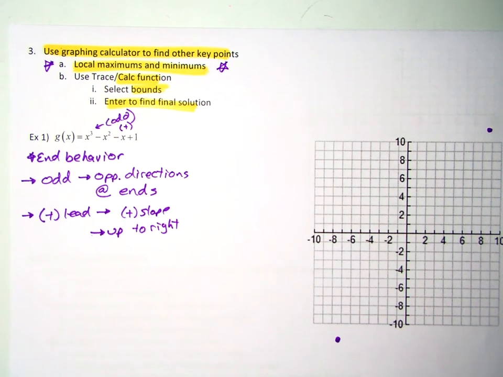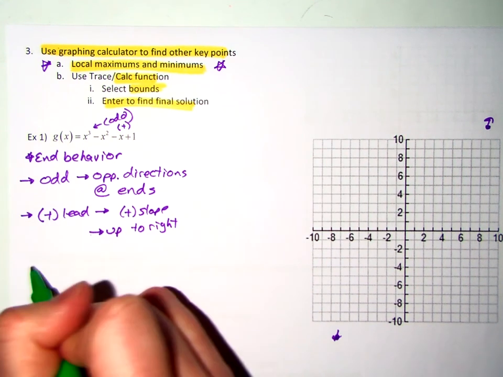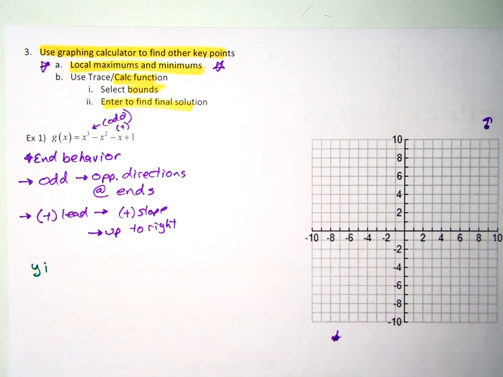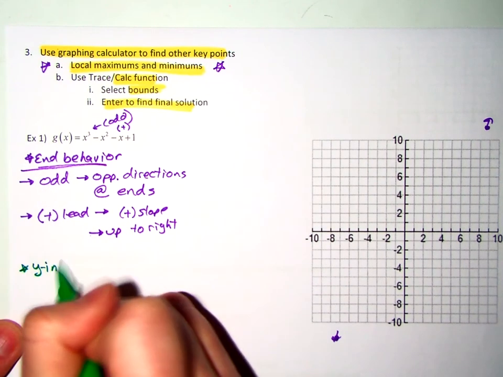And now we have to figure out, okay, well, if it ends over here and ends over here, then what happens in the middle? So that's where the x and y-intercepts come into play. So let's start out with our y-intercept first, because I think that one's going to be the easiest. So we did our end behavior. We're going to do our y-intercept first.